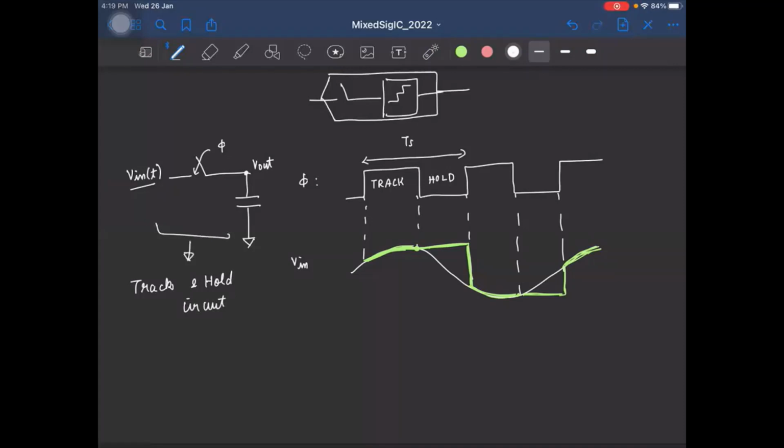Okay. And please notice that during the track phase, the output tracks the input, right? So at what time instant is the voltage across the capacitor frozen? At this instant, right? So the moment the clock falls to low, the voltage across the capacitor is frozen. So basically these falling edges are the sampling time instants.